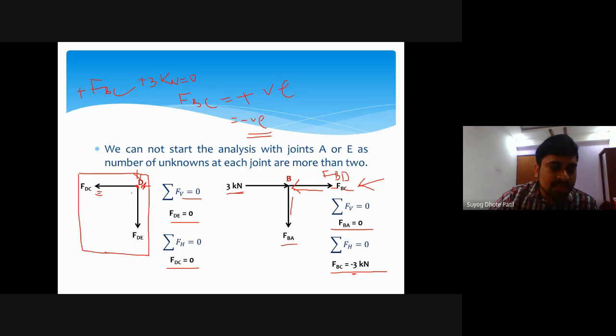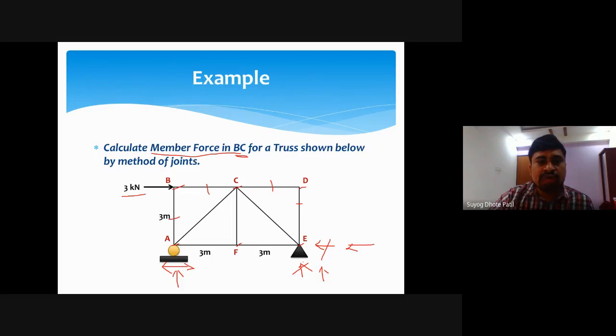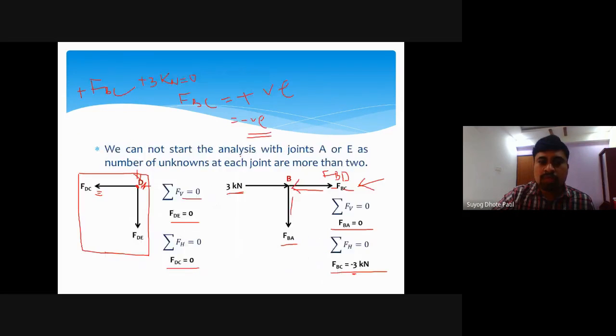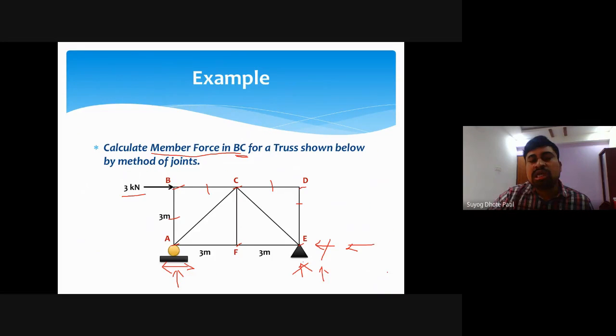By considering joint D and joint B, we have calculated a number of member forces. Our question was to find the member force in BC, so FBC is 3 kilonewton. This is our final answer. If a question asks to calculate member forces in all the members, for the particular truss consider joint D first, and then joint B.